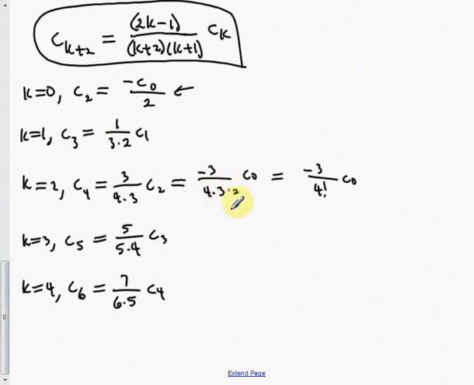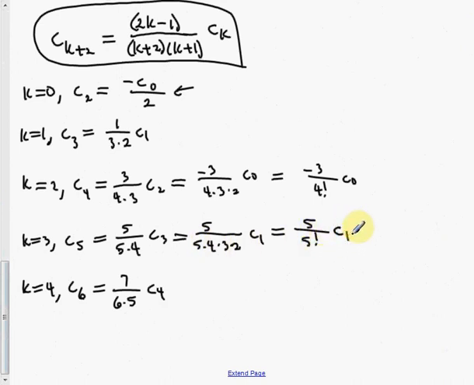It's the same thing. Let's look at c sub 5. It calls up c sub 3. Well, c sub 3 depends on c sub 1. So it's going to multiply 5 times 1. I get 5. And that's all over 5 times 4. Go back to c sub 3. That's in my denominator 3 times 2. And that's times c sub 1. I can write that as 5 all over 5 factorial times c sub 1.